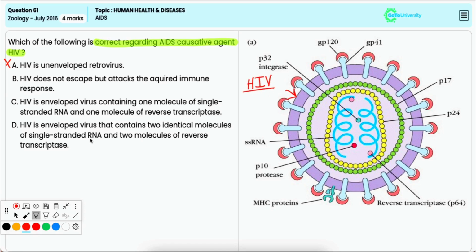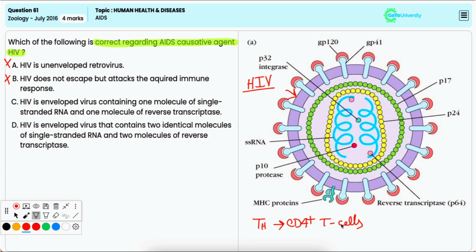Option B, HIV does not escape but attacks the acquired immune response. It is also incorrect because HIV indeed attacks the acquired immune system, particularly CD4 plus T cells, that is helper T cells. But it also escapes immune detection by high mutation rates as well as latency.